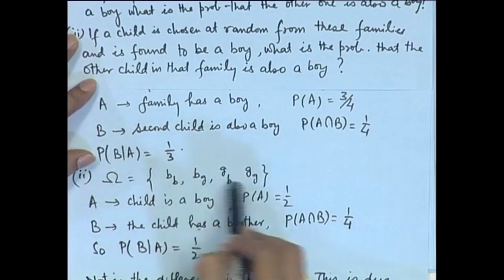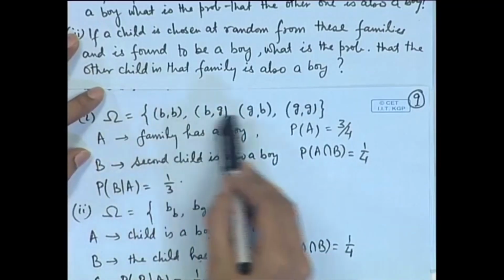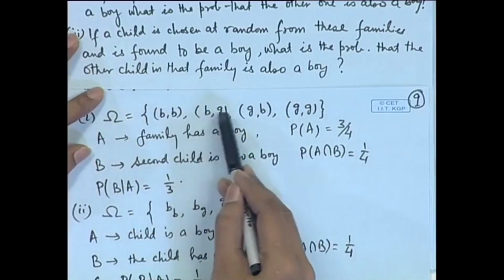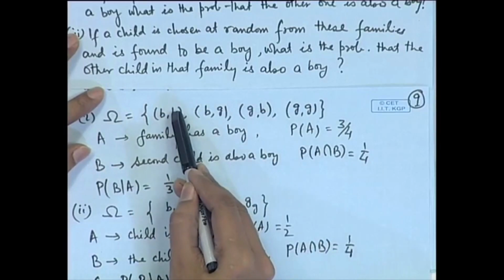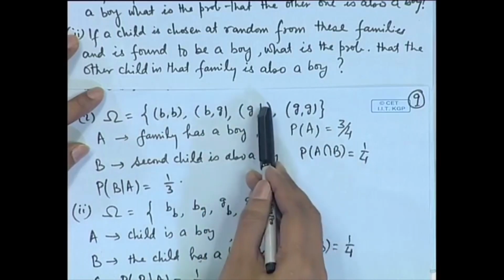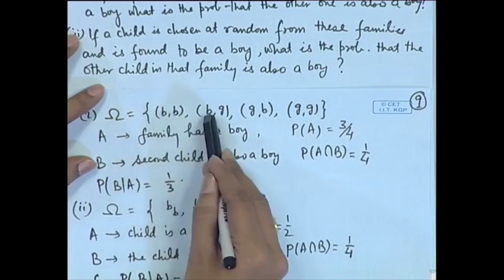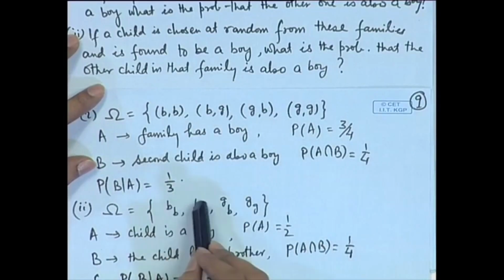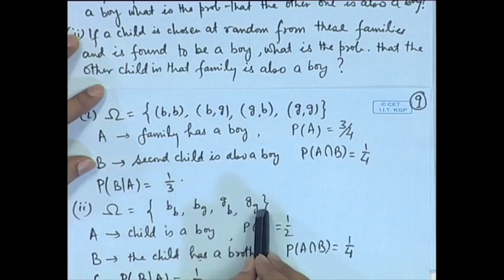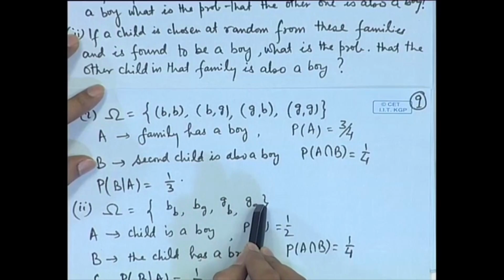So, here you can see the representation of the sample space is different, although you may feel that we have written it in the same way, boy boy, boy girl, etcetera. So, it can also be considered as a brother or sister relationship. However, it is not so, because there we are choosing randomly the family, whereas here we are choosing a child. So, the child may have a brother or sister. So, the representation of the sample space is quite different.